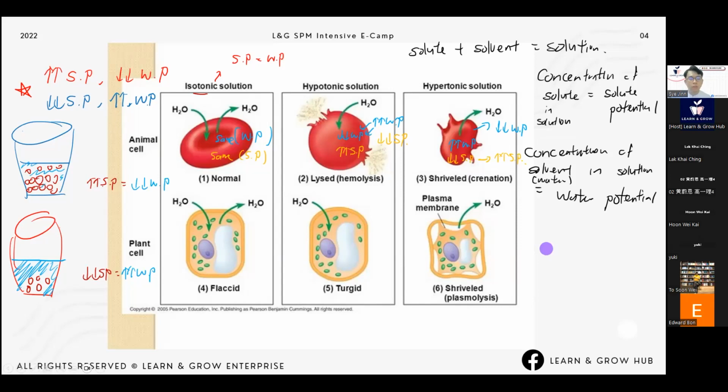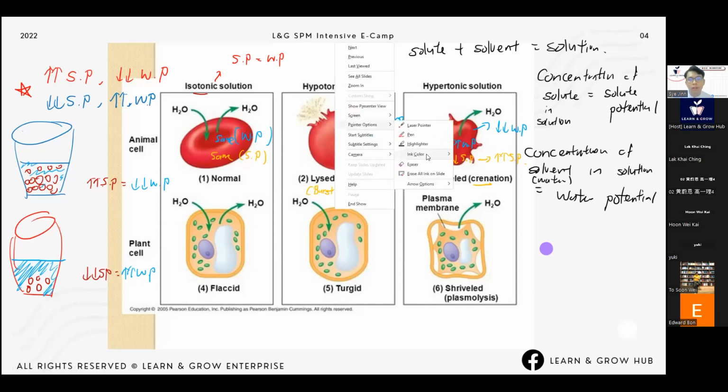Okay, so this will cause the red blood cell to shrivel, become smaller, which we call crenation. For the one that bursts, we say lysis, or you can write burst. It is called hemolysis. Okay, but for the plant cell, the description will be totally different.